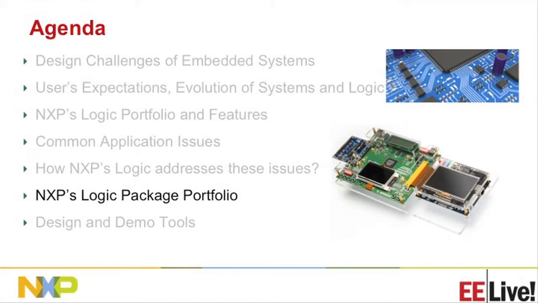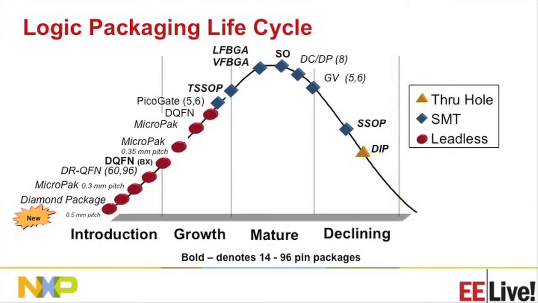Looking at the logic packaging portfolio, just an eye chart here. The leadless smaller packages are on the left-hand side, on the ramp side. They are still gaining popularity. They are in introduction phase. The latest package is a diamond package. This is the smallest package available for logic today. Only measures about 0.64 square millimeters with 0.5 millimeters pitch.